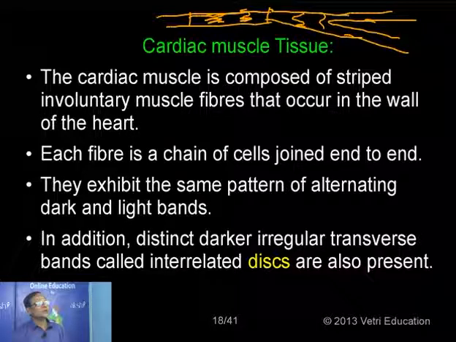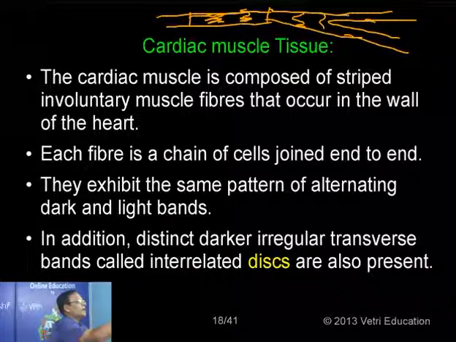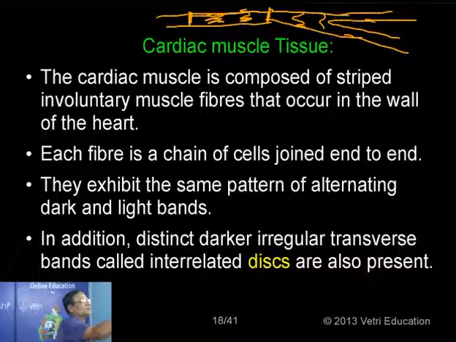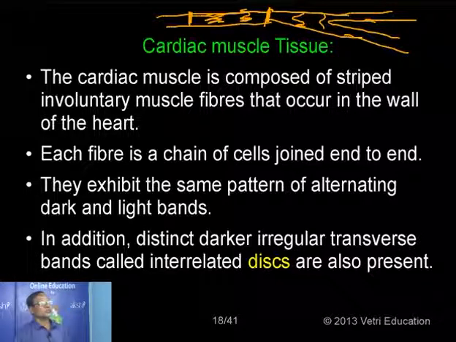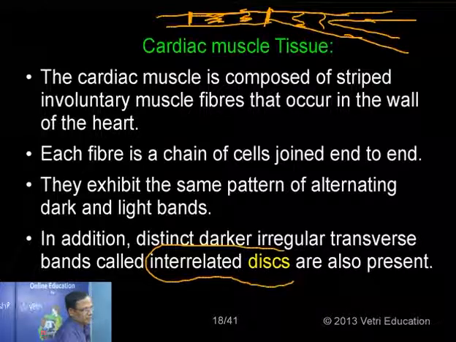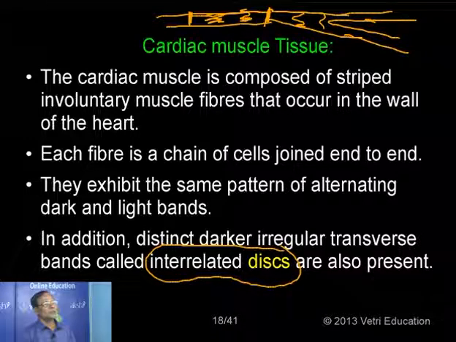There are some irregular transverse dark bands present. These irregular dark bands formed in addition to the feeble striations are called intercalated discs. Irregular, dense or dark transverse bands formed in the cardiac muscle are called intercalated discs. So these are formed in addition to the normal fibril striations formed in the heart muscle fiber.